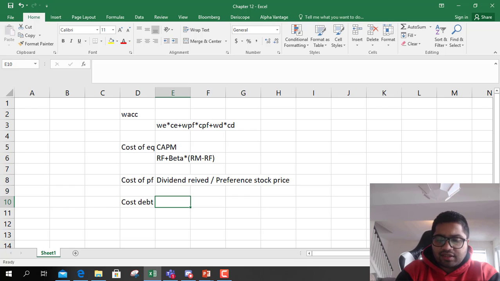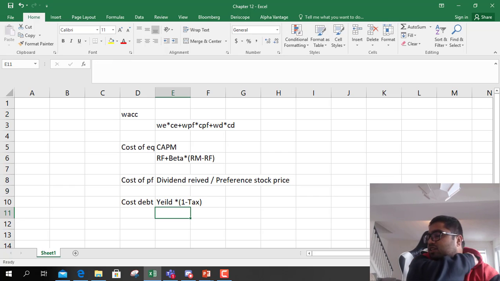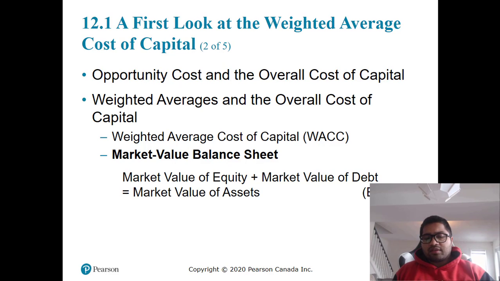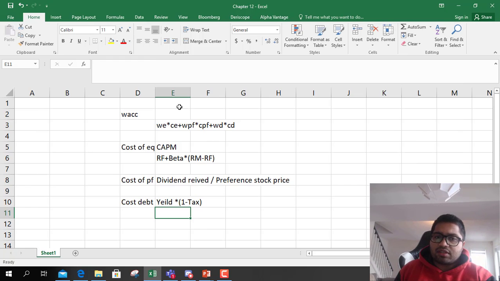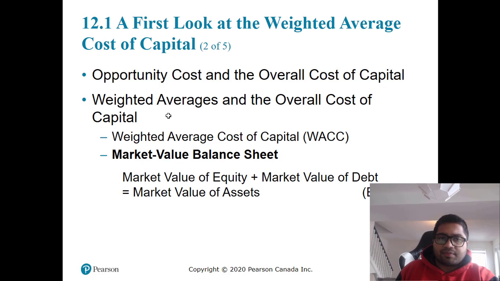And cost of debt. Now the difference with debt is that interest is a tax-deductible expense. So cost of debt is generally yield times (1 minus tax). Okay, so we know cost of equity, cost of preferred stock, and cost of debt. Once you have the costs, you put them in this formula to calculate the weighted average cost of capital.